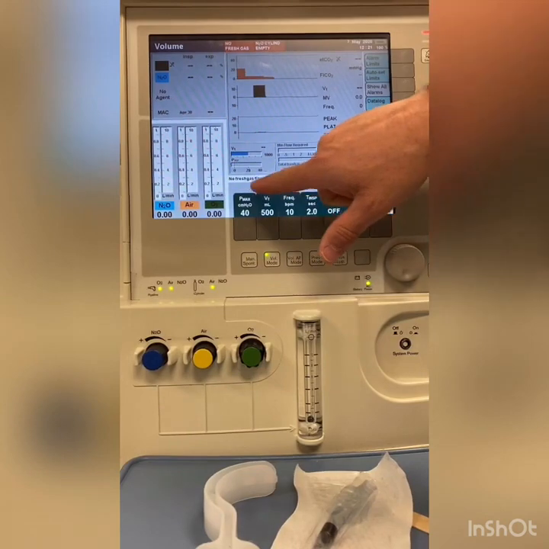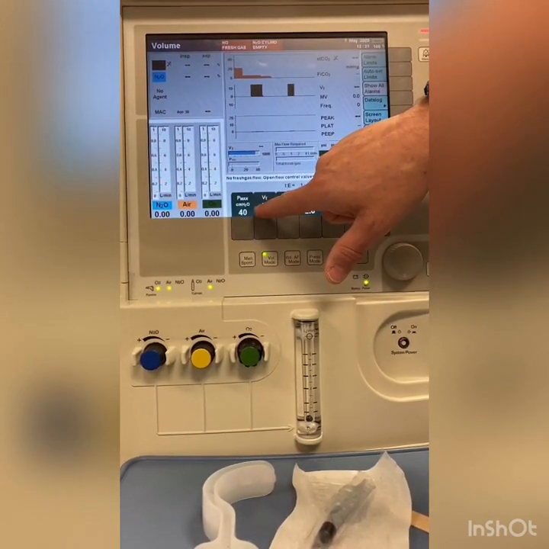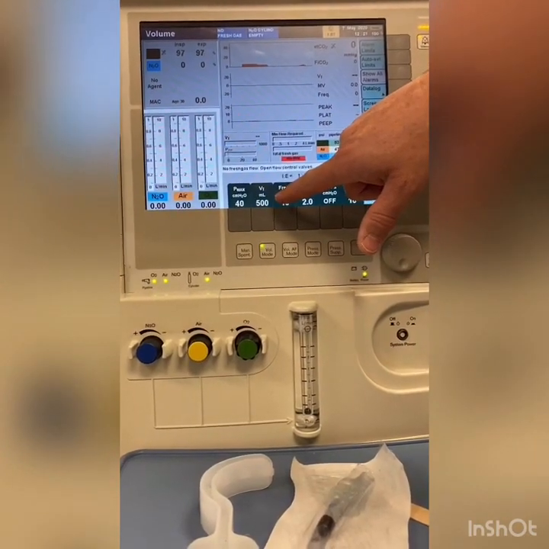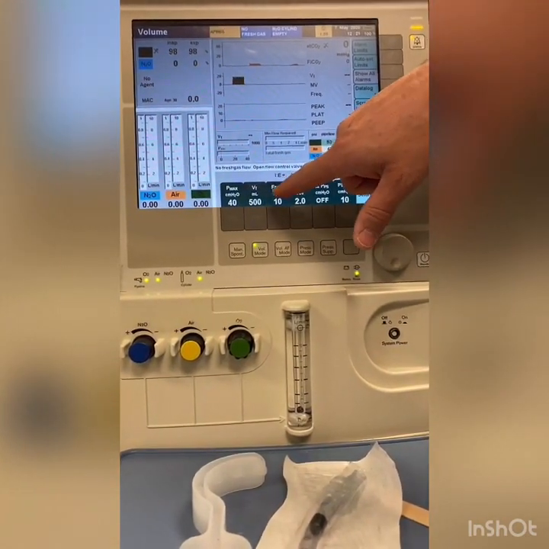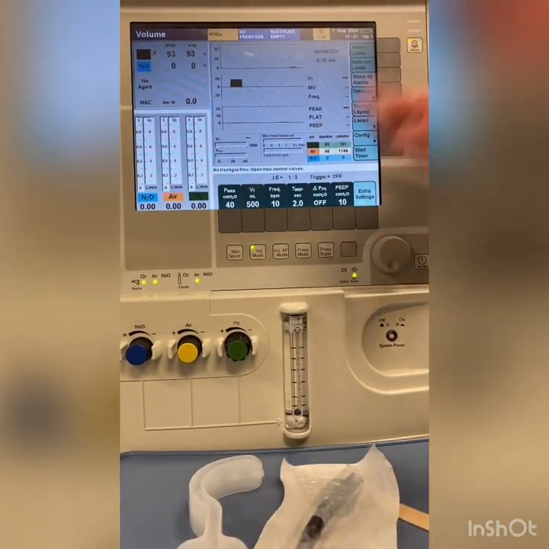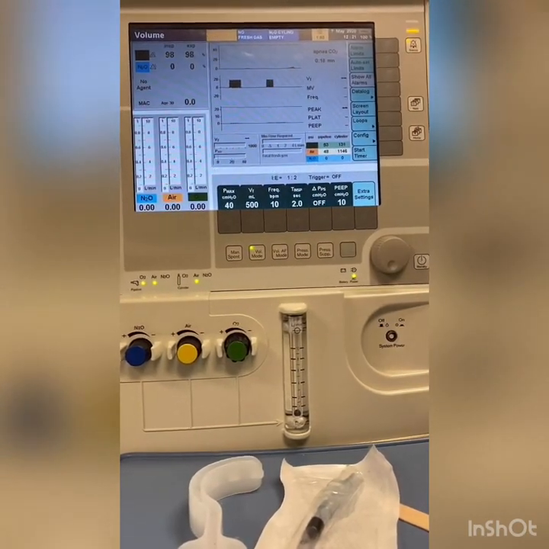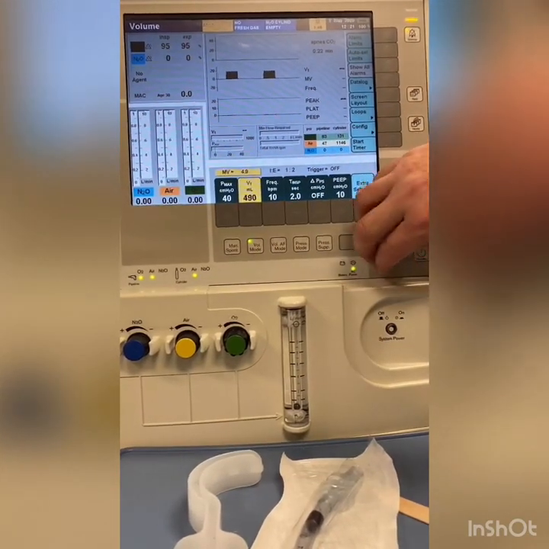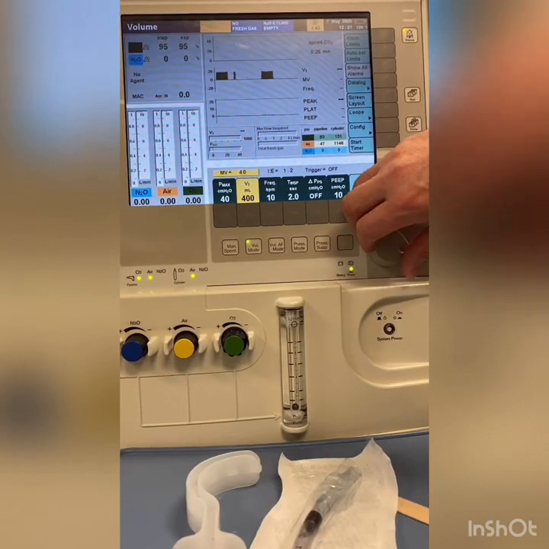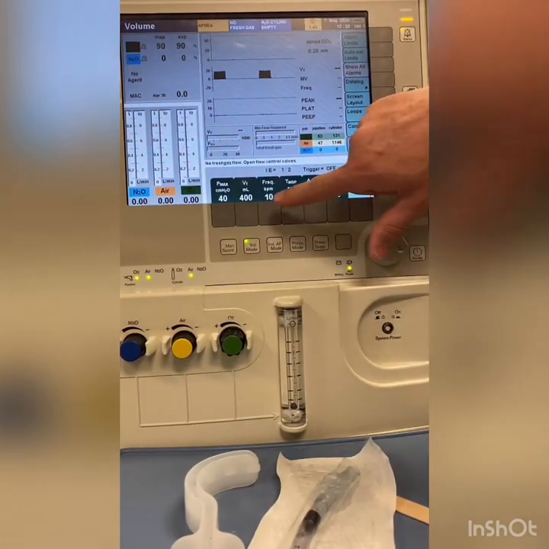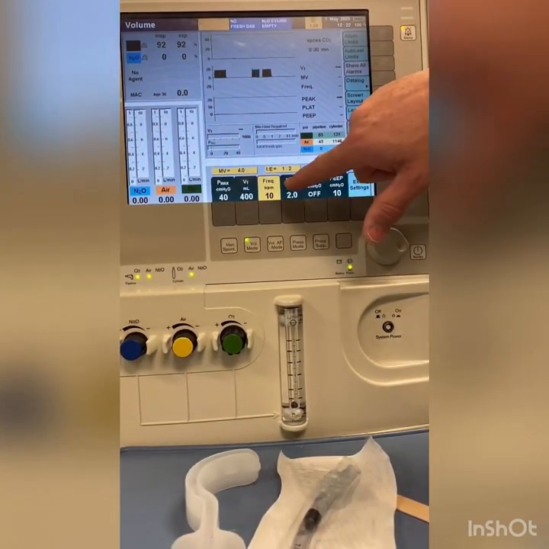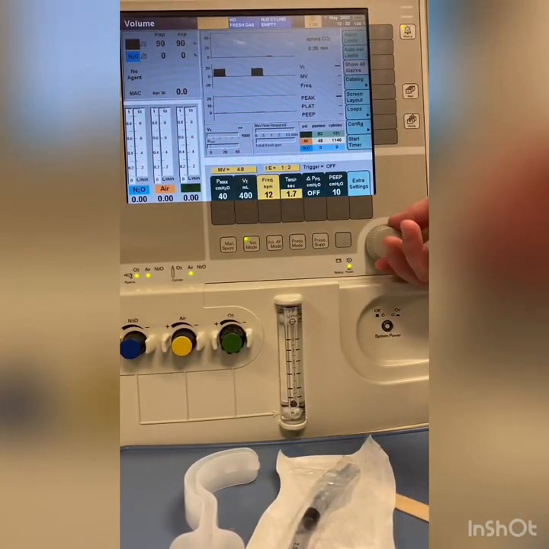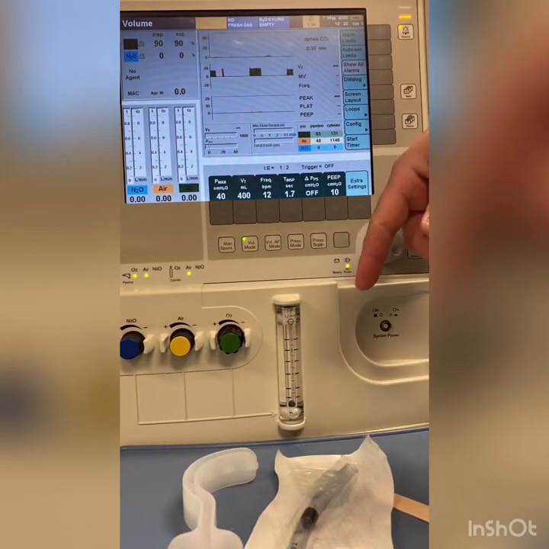This is just showing the max pressure that it can do. We won't worry about the alarms right now. It automatically set my tidal volume at 500. That is a little higher than I like. I like 5 to 7 milliliters per kilogram. So I would actually set this 350, 400, let's just go 400. I like to set my respiratory rate at whatever adults are. Adults are usually 12 to 20. So let's set it at 12.